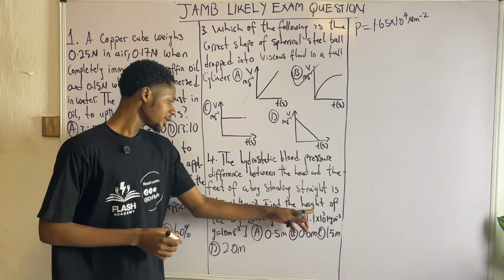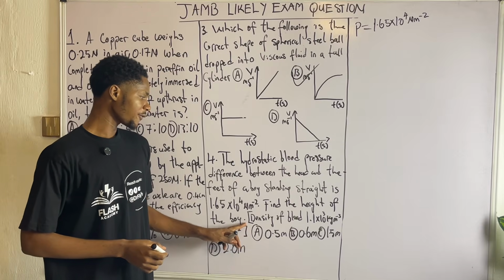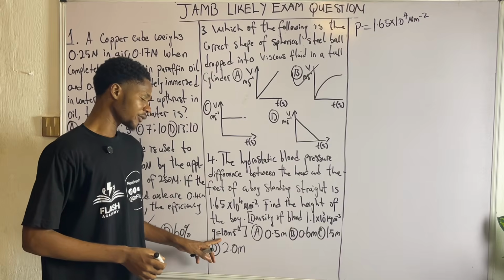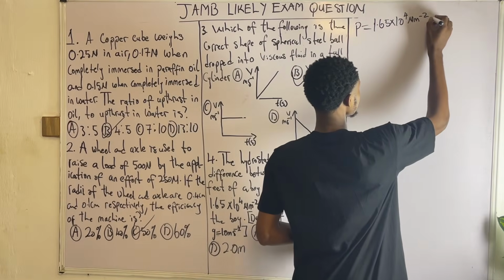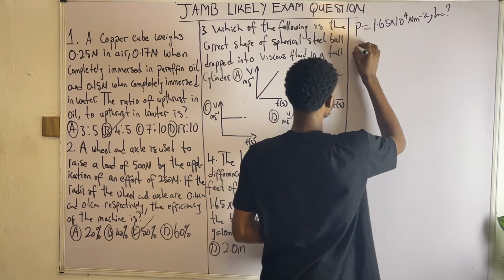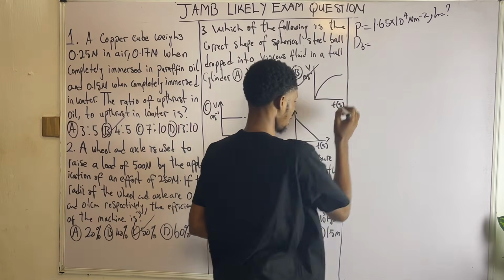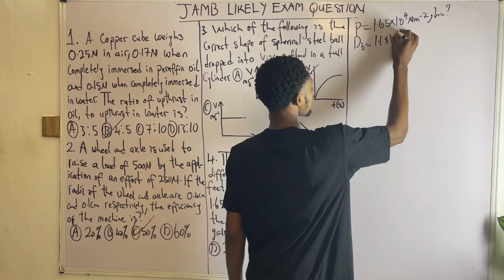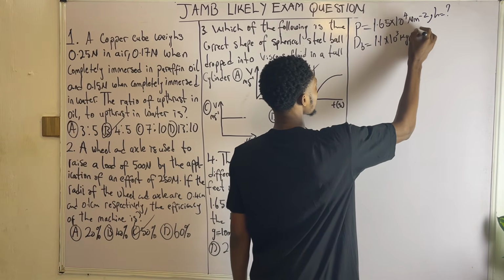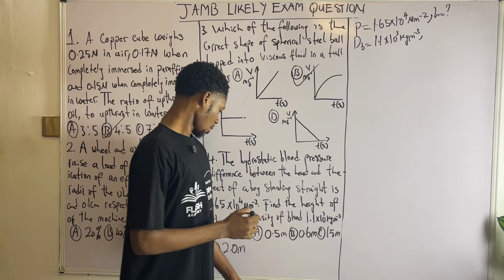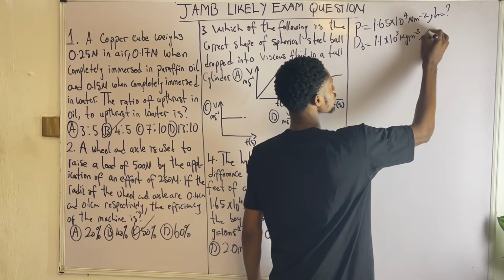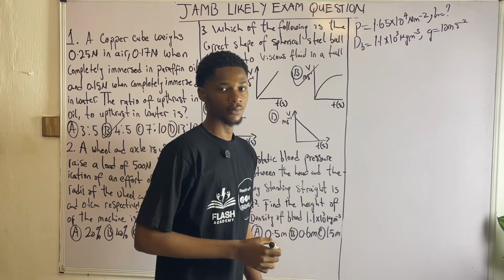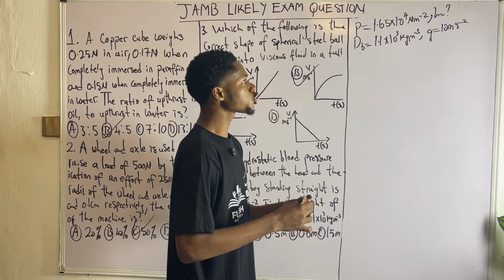Now find the height of the boy. Find the height of the boy, and we're given the density of blood as 1.1 times 10 to the power of 3 kilogram per meter cube. And then we're given acceleration due to gravity as 10 meters per second squared. Very, very easy.